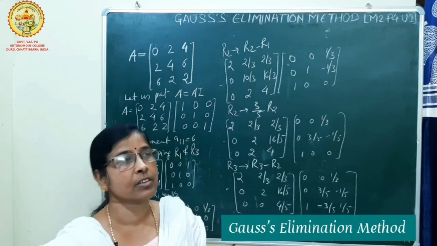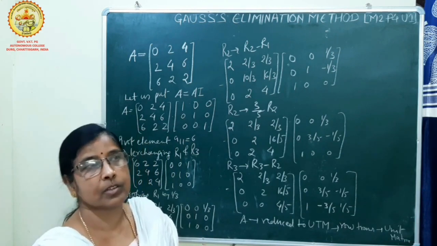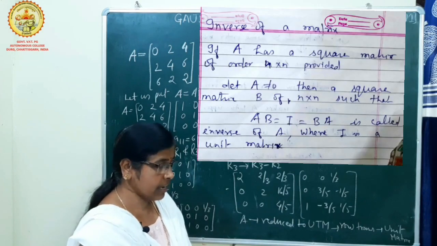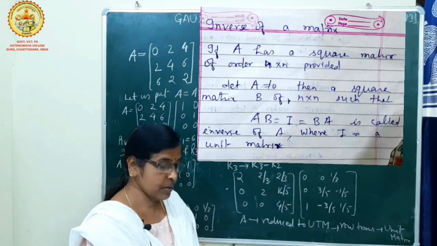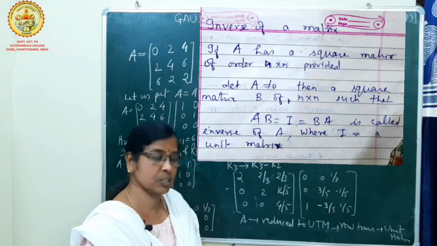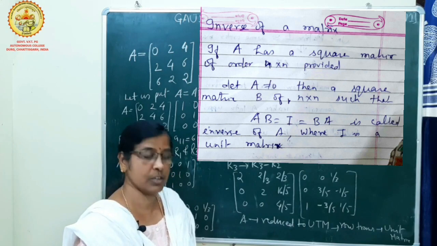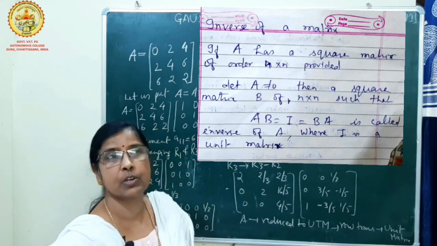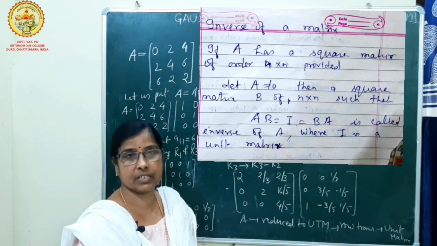In this method, you have to calculate the inverse of a matrix. You are very well aware of the inverse of a matrix. Inverse of a matrix means: if A is a square matrix of order n cross n, provided that determinant A is not equal to 0, then a square matrix B of order n cross n such that AB equals I equals BA is called the inverse of A.